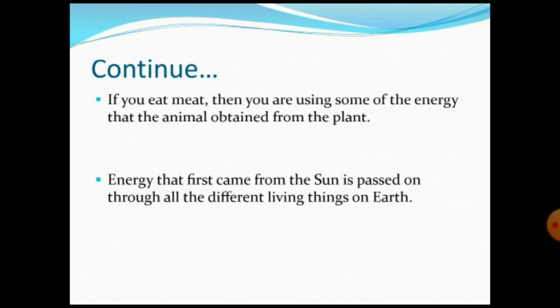Energy that first came from the sun is passed on through all the different living things on earth. Energy that first came to the earth is in the form of photosynthesis, which is the food made by the plants. And this energy is then passed on to all other living things. Suppose animals eat plants, animals eat animals. So this energy is transferred to all the living things on the earth. The very first energy comes from the sun.